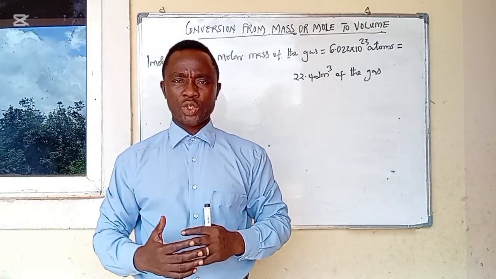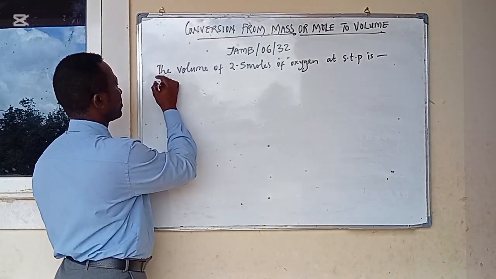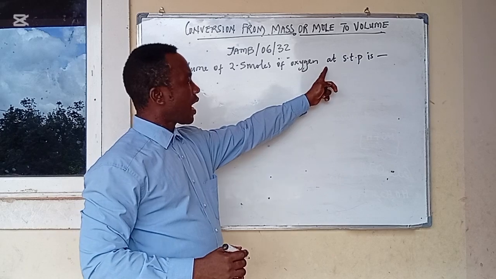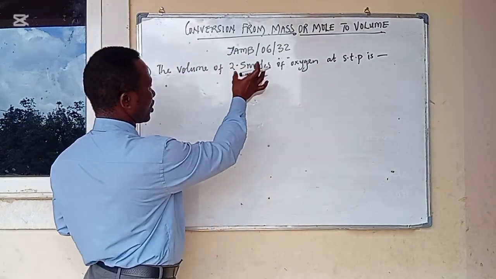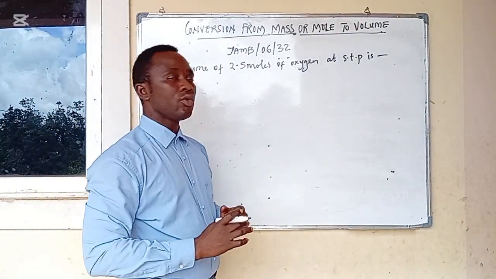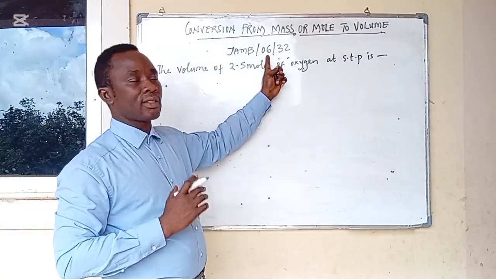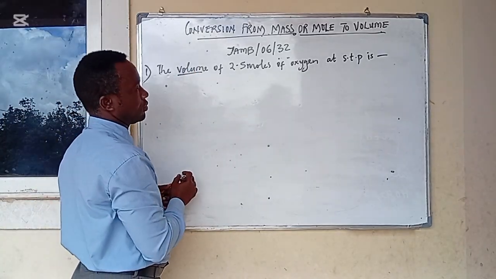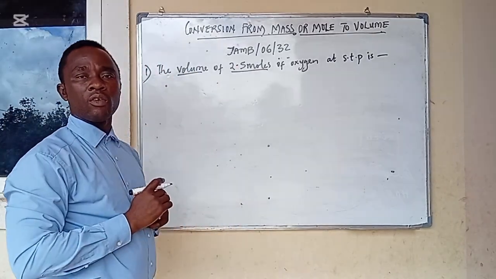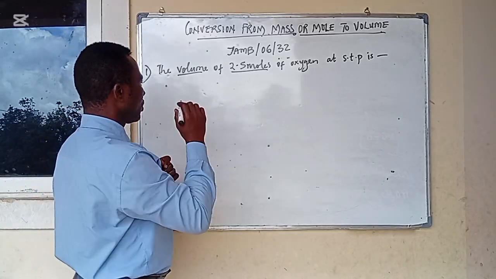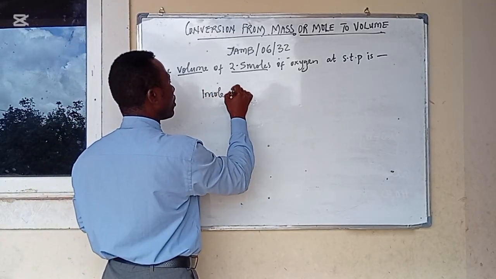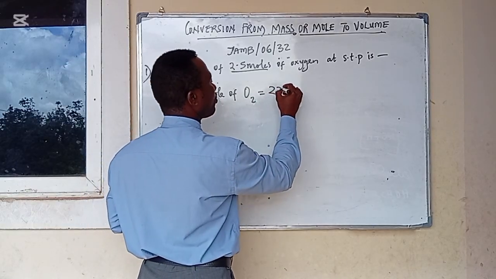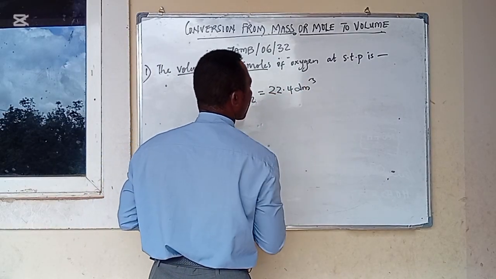So we'll be taking questions. Question 1 says the volume of 2.5 moles of oxygen at STP is dash. This question is taken from JAMB UTME 2006, question 32. We are looking for the volume of oxygen, and we are given the number of moles. So how do we relate? We know that 1 mole of oxygen gas occupies 22.4 dm cube.